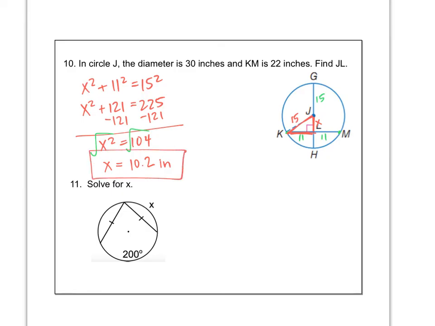All right, last problem. It says solve for x. Will you please go ahead and pause the video here? Give this one a try on your own, and when you've tried it, then unpause.